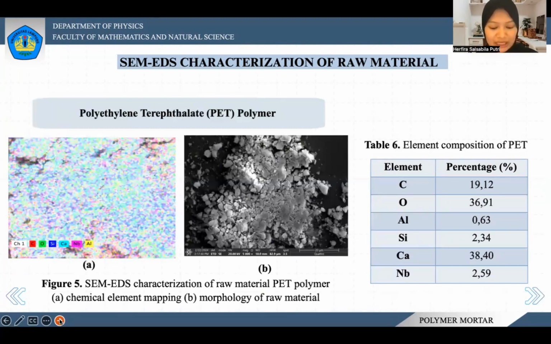The dominant PET elements are Ca with the blue color and Si with the dark blue color.